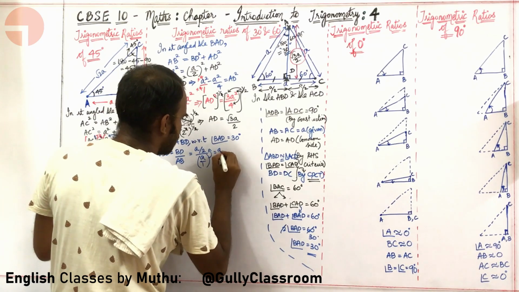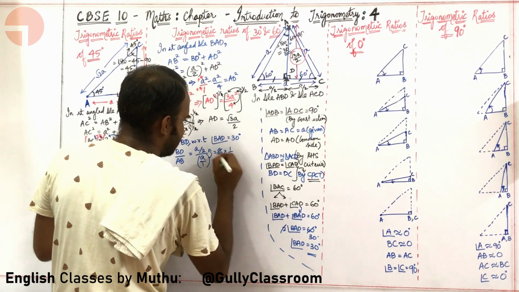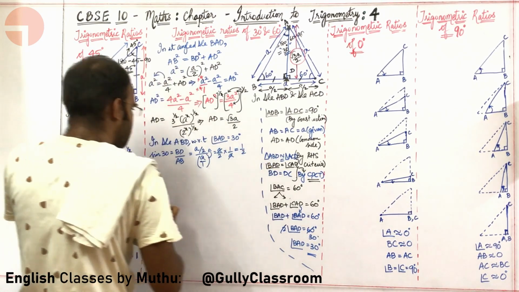Let us bring this up. So A by 2 multiplied by 1 by A, and A will get cancelled. I will simply get 1 by 2.